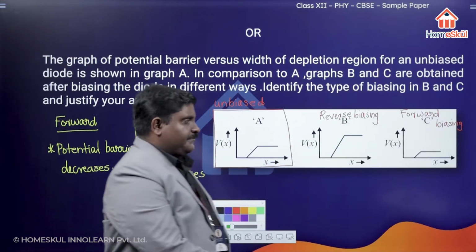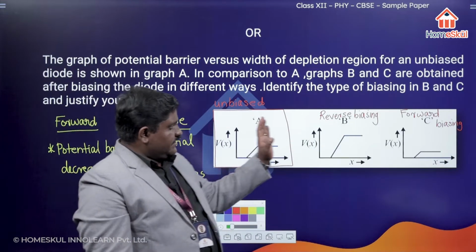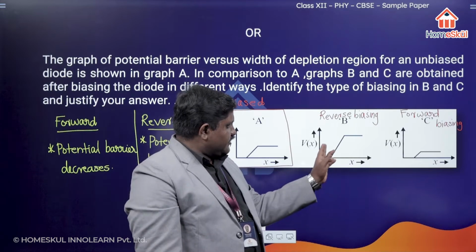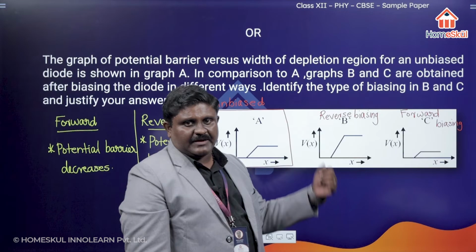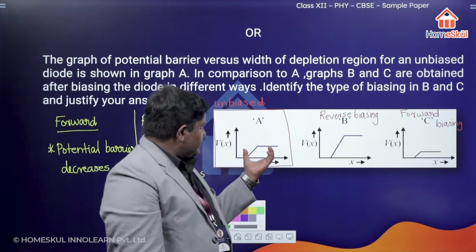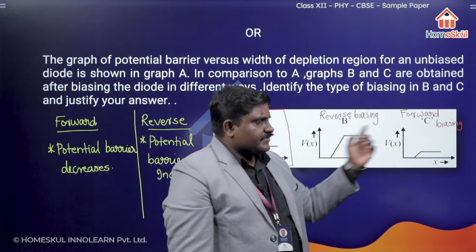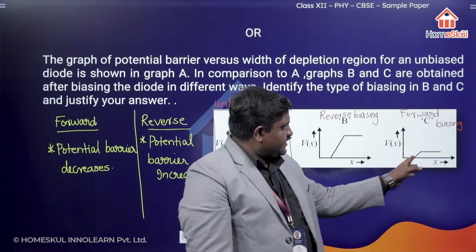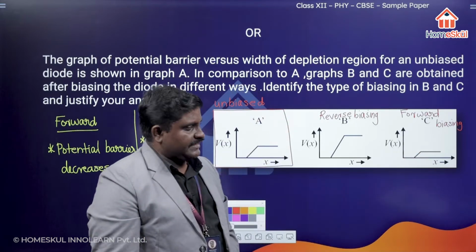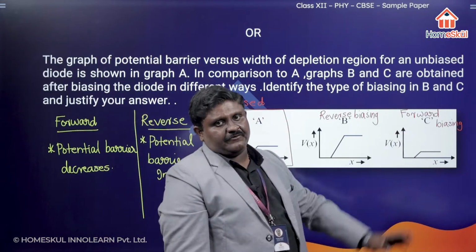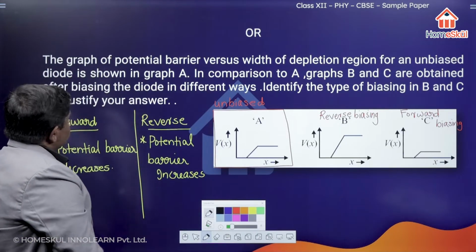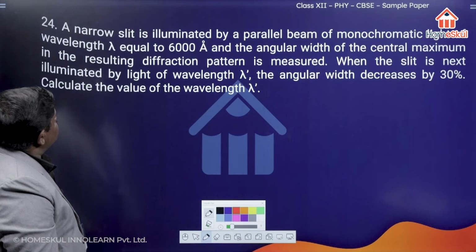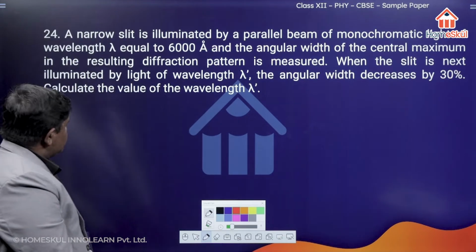Okay, when we compared with A, then in the graph B, the potential barrier is increased, right? So that it is in reverse biased. Then when we compare with A, the potential barrier in C is decreased, so that it is in forward biasing. Clear? Okay. So we move on to our next question, that is question number 24.